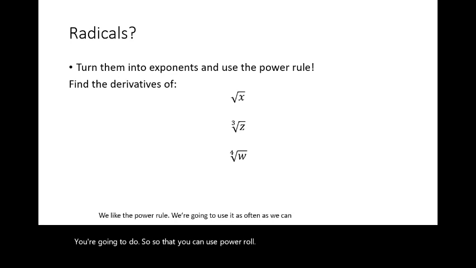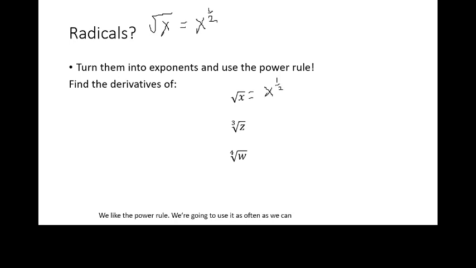So for the square root of x, for example, if you want to turn the square root of x into an exponent, it is x to the power of 1/2. So I'm just going to rewrite this as x to the power of 1/2, and then I'm going to take its derivative. So the derivative of x to the power of 1/2, because this power is a number, I'm going to use the power rule. So I'm going to move down the power and decrease the power by 1. So 1/2 minus 1 is x to the power of negative 1/2.